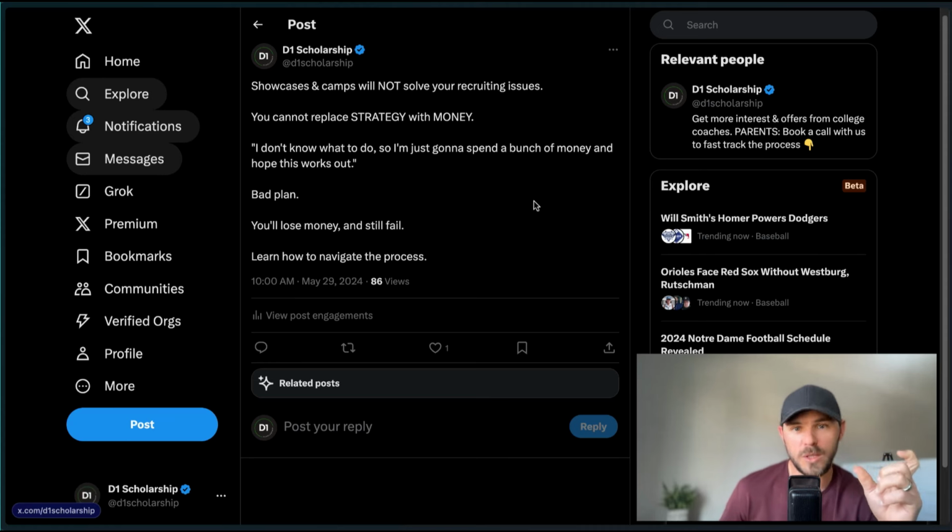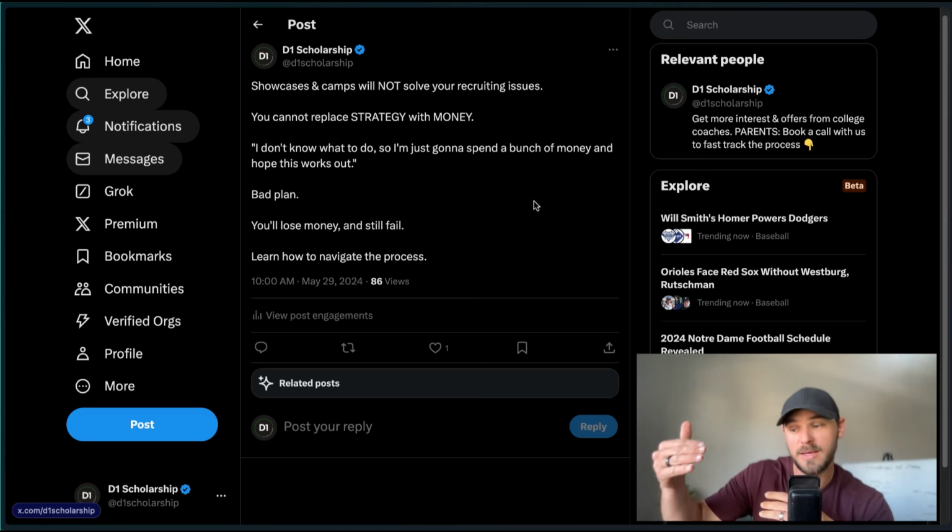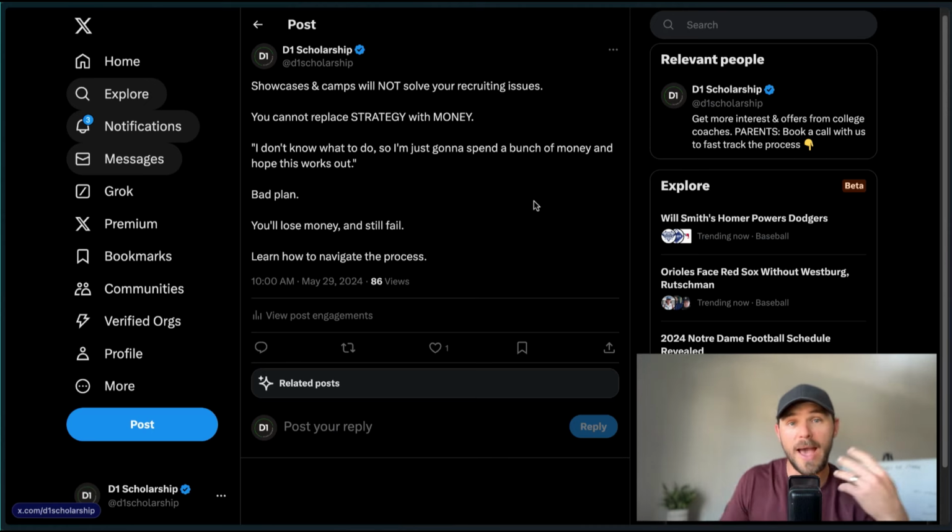Right? And so we don't want to say, oh, I don't have a strategy, so I'm just going to throw a bunch of money at it. No, get a strategy. Figure out how the process actually works. And if you don't know how it works, then find someone who does. But you need to actually rely on strategy and how you're going to take the next step in the process over time to actually be able to generate consistent interest and offers for your kid, right?